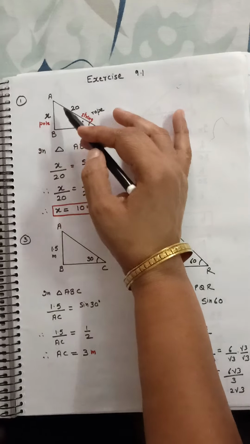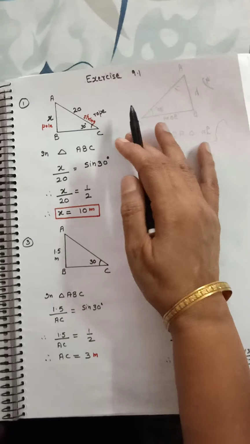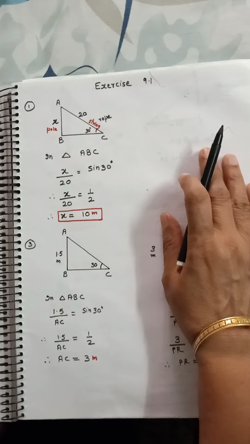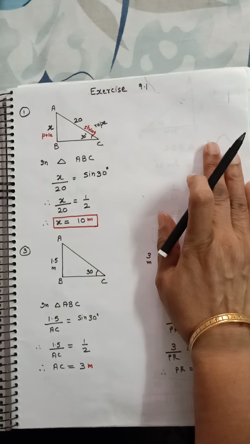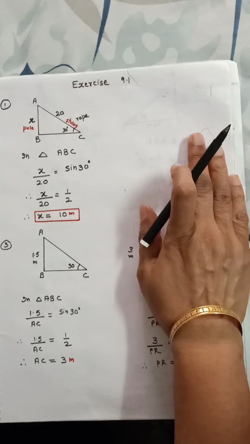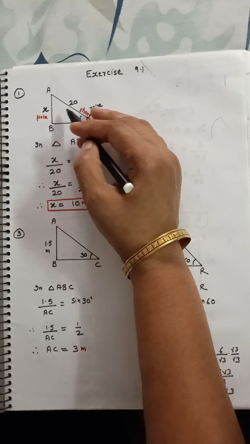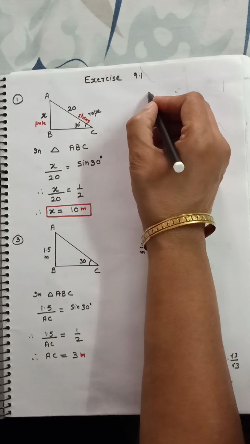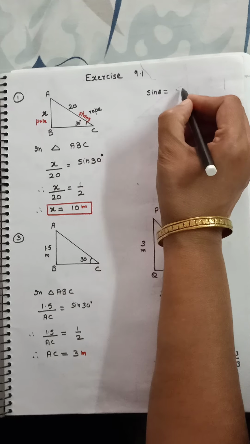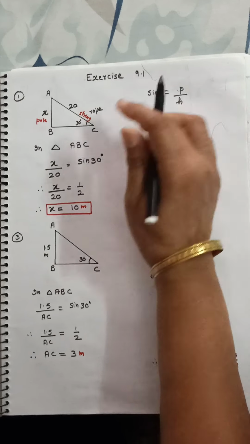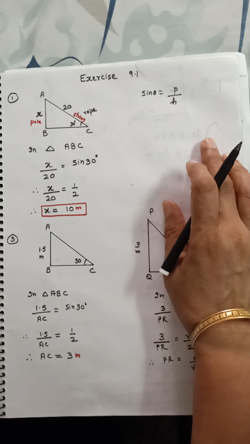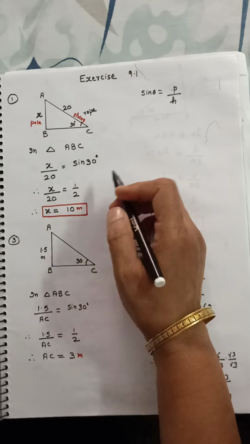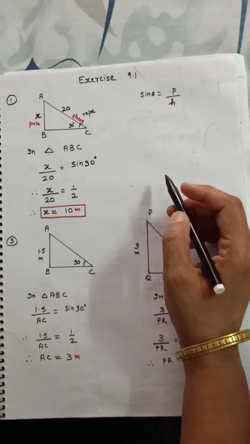Here, if you take the right angle ABC, it's very clear that AB is perpendicular and AC is hypotenuse. Immediately you should think about what the relation is between perpendicular and hypotenuse. As we know, sine theta is nothing but perpendicular upon hypotenuse. That means I have to use sine theta here. Now x upon 20 means sine theta. Theta means angle, and the angle given is 30 degrees.